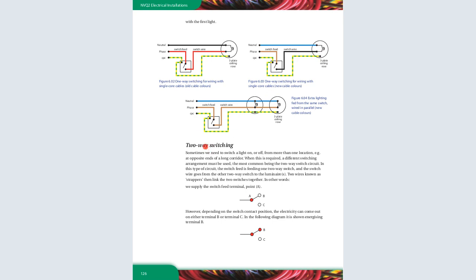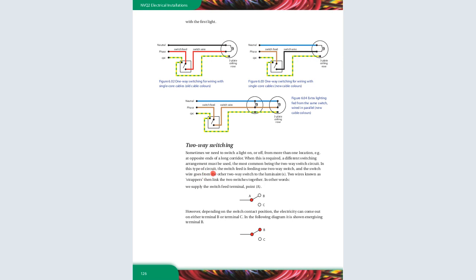Two-way switching. Sometimes we need to switch a light on or off from one or more locations, e.g. at opposite ends of a long corridor. When it is required, a different switching arrangement must be used. So the most common being the two-way switch circuit.